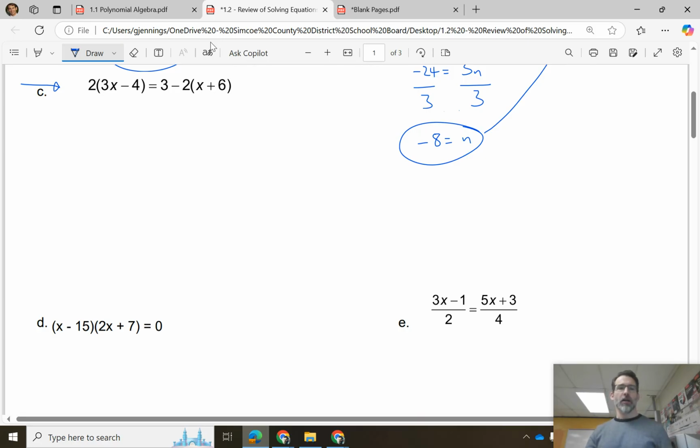So, multiply. I'm going to multiply this 2 in. I get 6x. I'm not going to make this silly error. Not again. No. Minus 8 is equal to 3. Do I multiply this 3? No. This is a set of instructions saying I have 3, and then I subtract 2 multiplied by the secret number plus 6. So I don't multiply that 3. It's going to be subtracted.